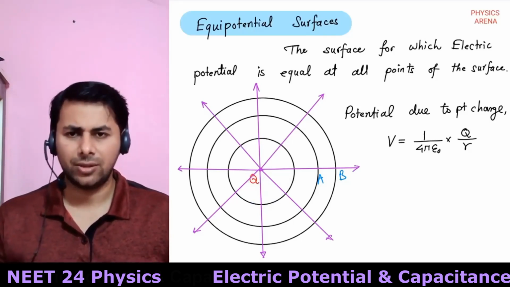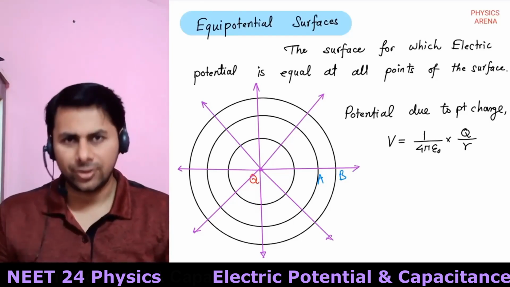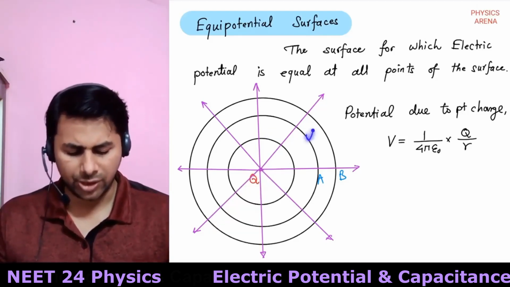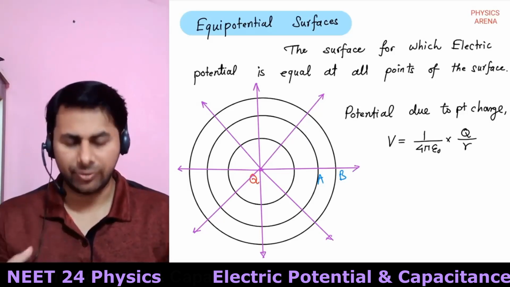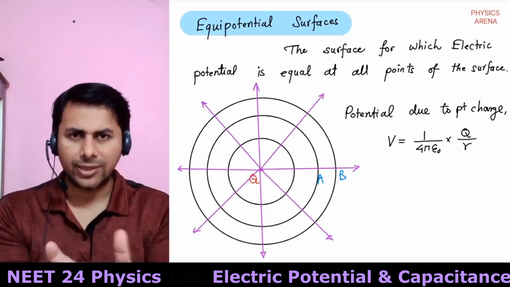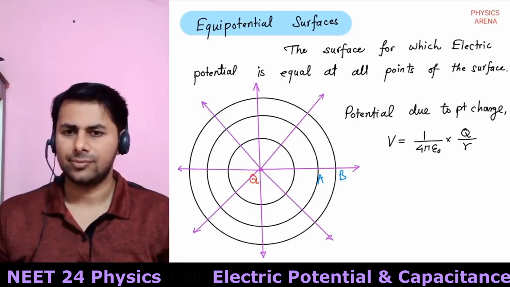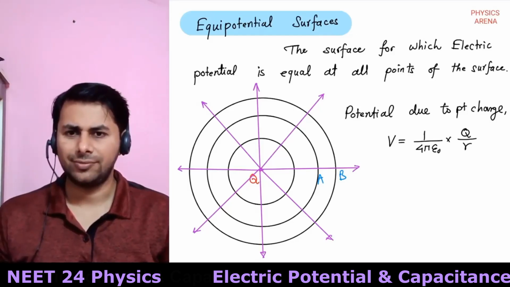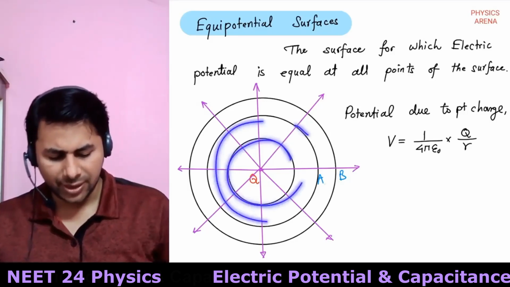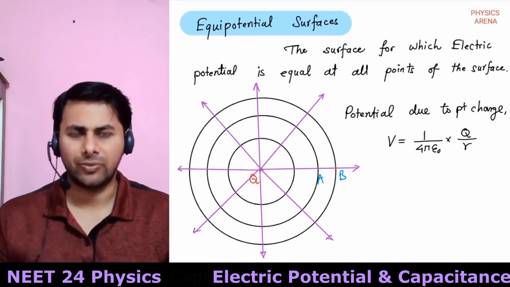But is it unique? No. You change the radius and draw another sphere. That one will also be an equipotential surface. Just that the potential here is, suppose, V1, and the potential here is V2. Potential will not be equal on this surface and that surface, but for all points of one surface, the potential will be equal. Got it? Yes, no? These kinds of surfaces are known as equipotential surfaces, where the potential at all points is equal.